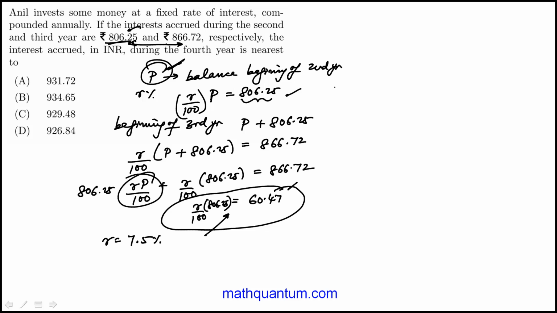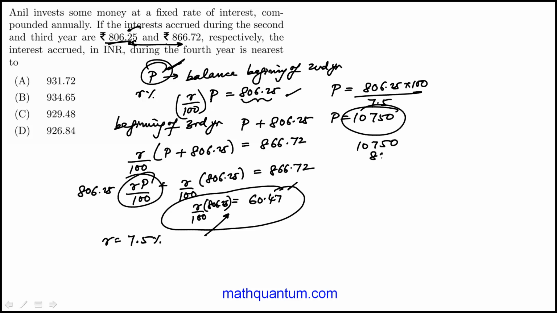Now we can figure out the principal at the beginning of the second year. So 100 over 7.5, so 806.25 times 100 divided by 7.5. So I get 10,750. Once you see nice numbers, you're kind of on the right track. That means the balance at the end of the second year would be this plus 806.25. So let me just add that part.